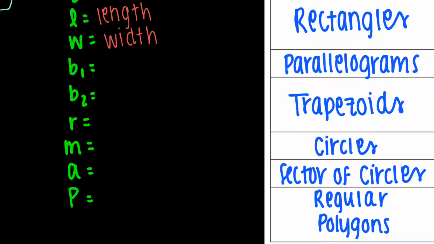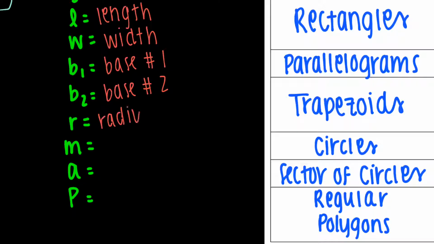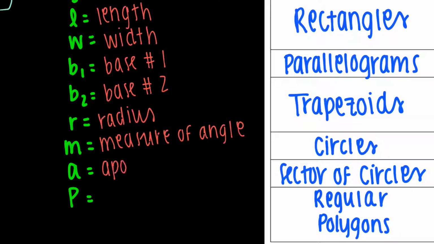If you have a lowercase b with a 1 next to it, that means base number 1. Lowercase b with a 2 is base number 2. R stands for radius. M is measure of angle. A is apothem. And finally, a capital P is perimeter. These are all the variables that are used in our formulas.